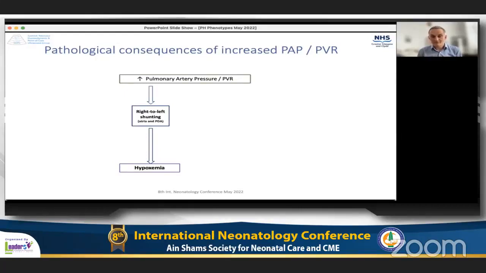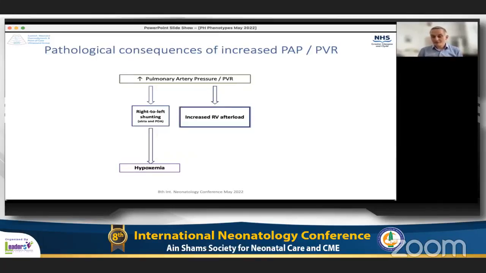pathophysiological effects. And one of those effects, as we all know, is right to left shunting across the atria and the PDA in postnatal life, giving rise to the hypoxic component of PPHN. But the other downstream effect of ongoing persistent elevation of pulmonary artery pressure is the effect that it has on the heart. And that starts with the effect on the right heart.